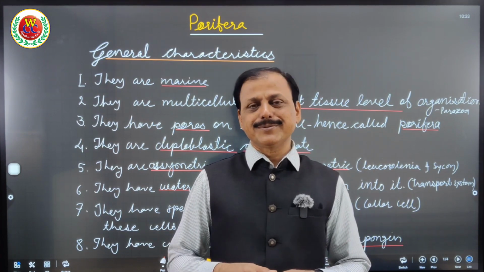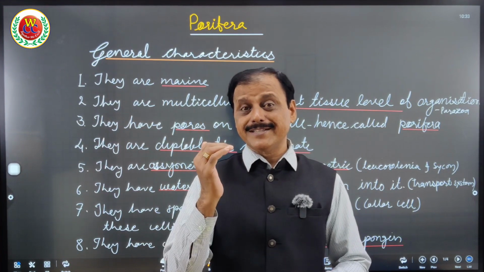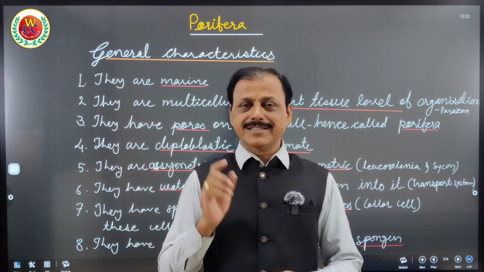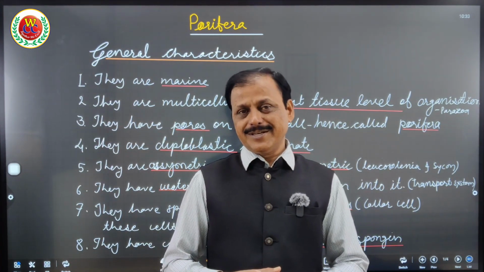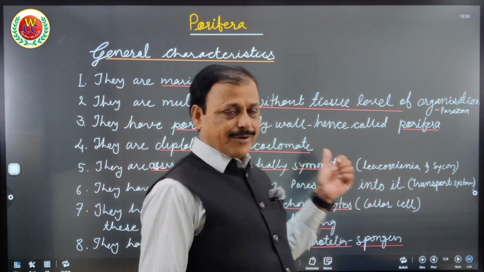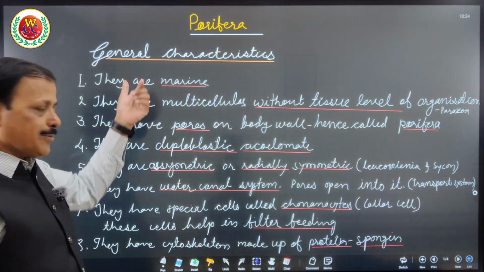I am going to explain some basic characteristics that you can write in a sequence to get 6 characteristics, to get the 3 marks. What are those 6 characteristics? I already wrote them here, so we can go one by one.